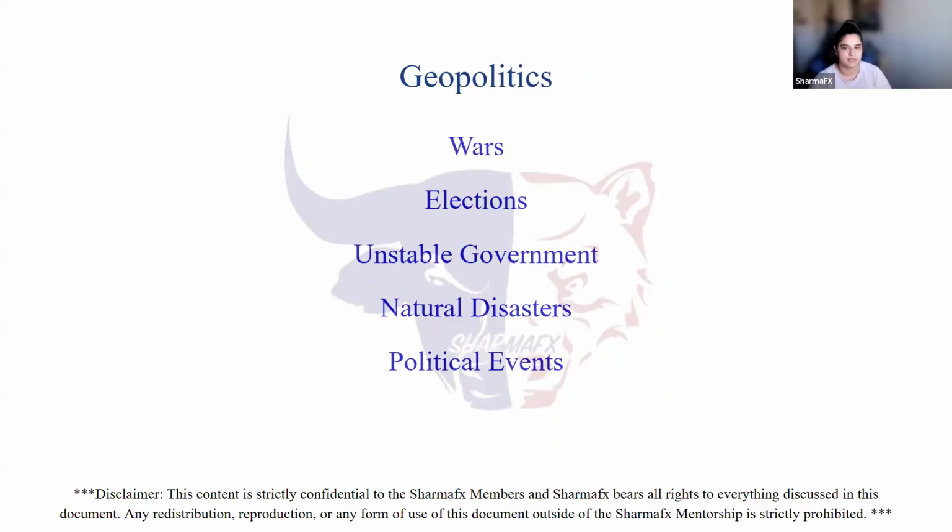Then you have geopolitics. You have wars, trade wars, or actual wars like Russia, Ukraine, Middle East, elections, unstable government. If there's natural disasters, pandemics, political events, those kinds of things, all of that will also impact the fundamentals of that specific pair. So for example, right now in the US, it's more of Trump's interference with the Fed's independence, right? That's creating some instability from a political perspective.